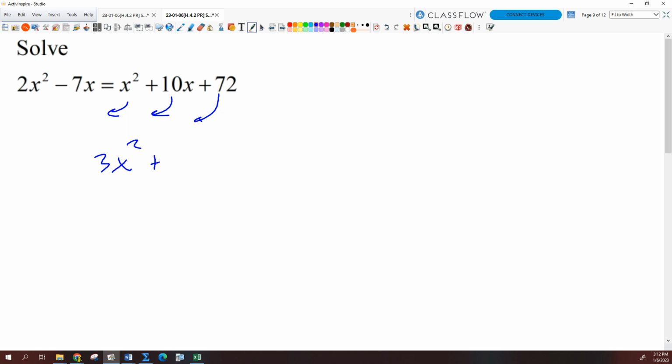Oh, and I'm going to make a change here too. I messed this one up. This is supposed to be a minus. Yeah, change that on your notes. If you're writing this down. If you're not writing it down, don't worry about it.